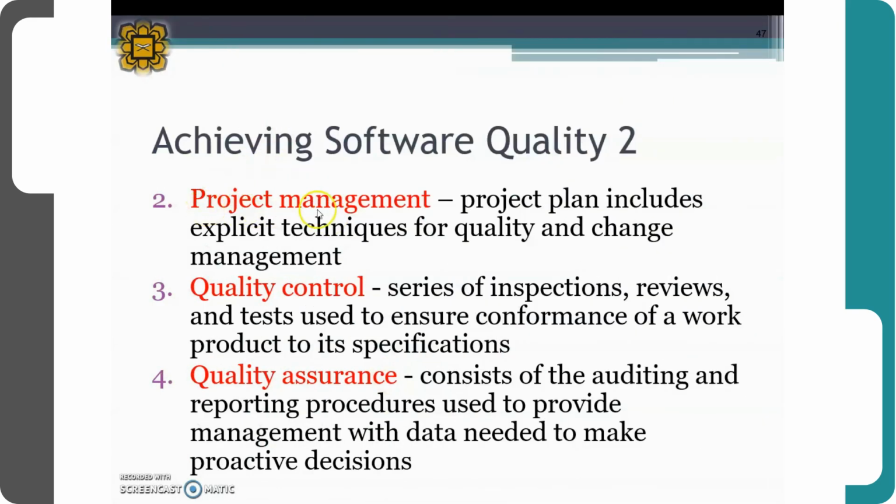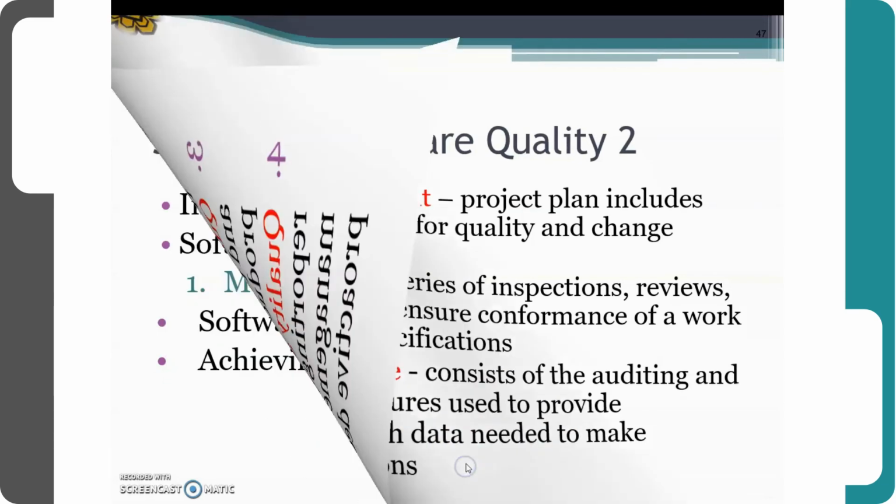The second is project management, where we have to plan properly for quality activities. The third is quality control. We have a series of inspections, reviews, and tests to make sure that we conform to the work product. The fourth is quality assurance. What activities can we do to provide management with the data needed to make proactive decisions before it's too late?